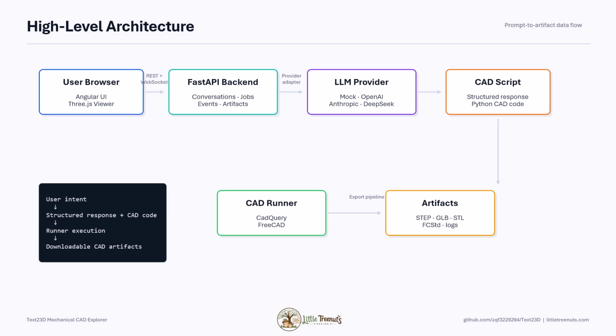Then the API, via the provider adapter, calls the large language model provider. This provider will generate the CAD script. Then the CAD script goes as an artifact to the CAD runner, and it will output the artifact of the 3D CAD models.